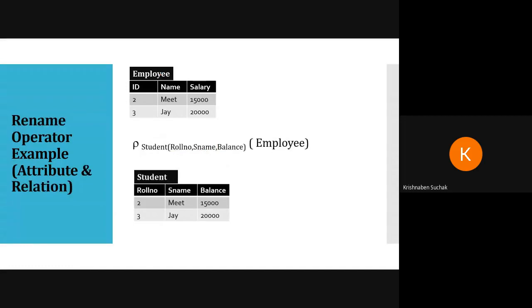Okay, now let us rename both. I want to rename employee as student, and I want to rename these three attributes also. So what I am doing here: row, student, roll number, which is ID, that will be changed into roll number, name will be changed into S name, and salary will be changed into balance. And here we are writing the relation name. Please note it down: here in brackets I am writing the relation name. I am not writing attribute name, column name, or anything else. Okay. Any doubt here?